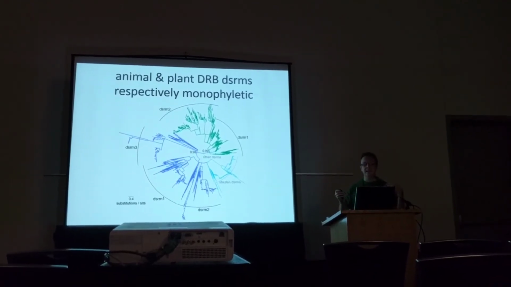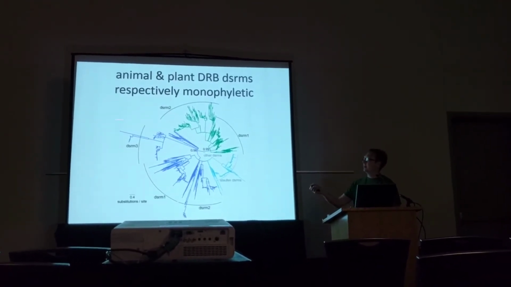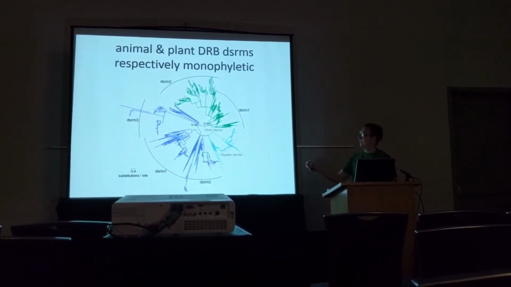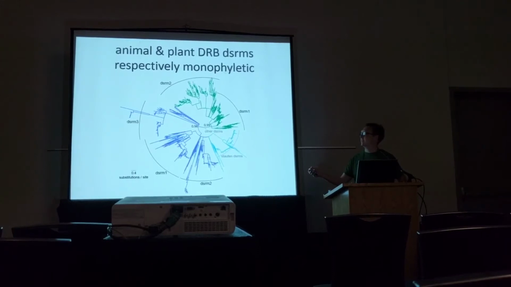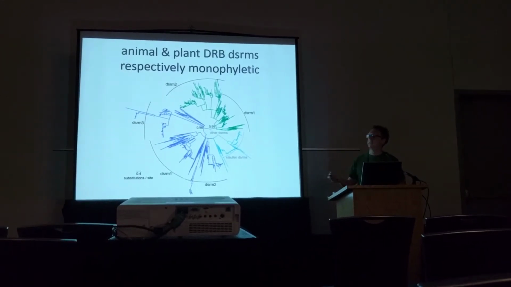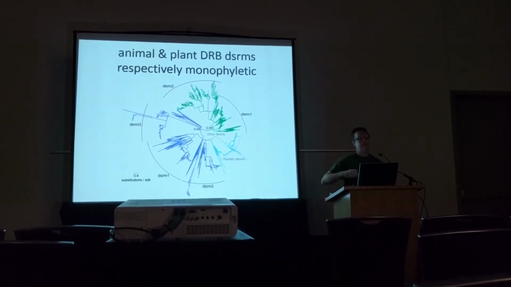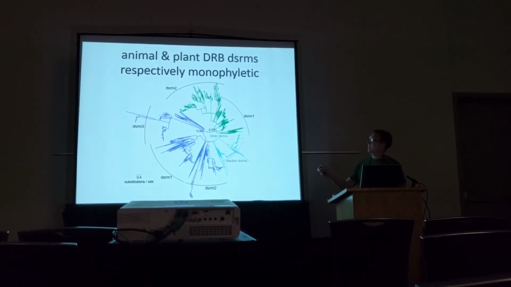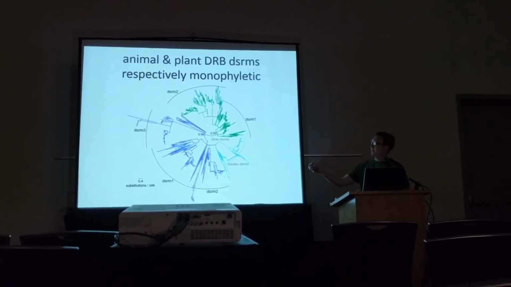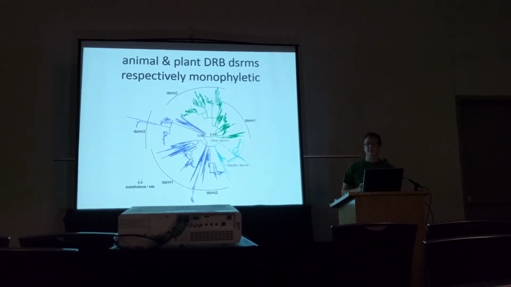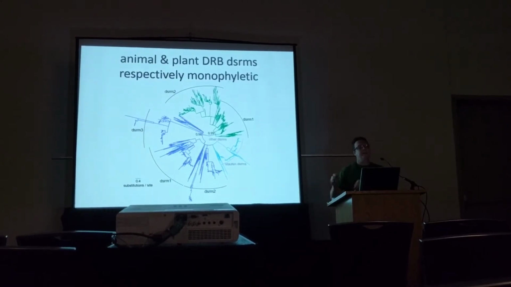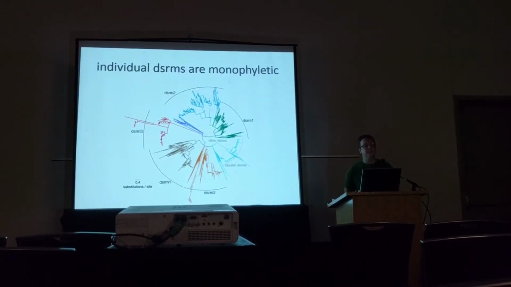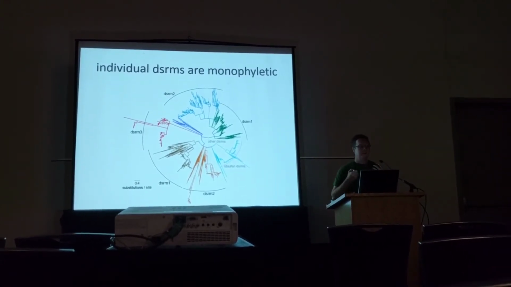The first thing that we found is that the DSRMs from these DRBs all grouped together. So they excluded all the other DSRMs, except for animal Staufen proteins. So these Staufens seem to be very closely related to the DRB proteins in animals. The second thing we found was that the DRBs from plants and the DRBs from animals were respectively monophyletic. So there's a plant clade and there's an animal clade. Within those, the individual DSRMs were also monophyletic.